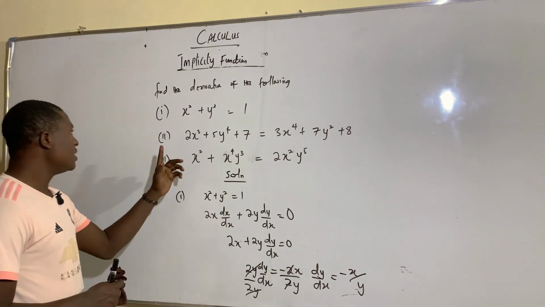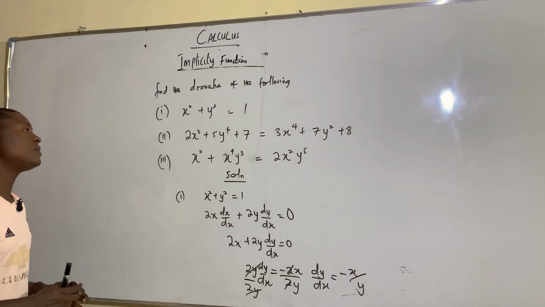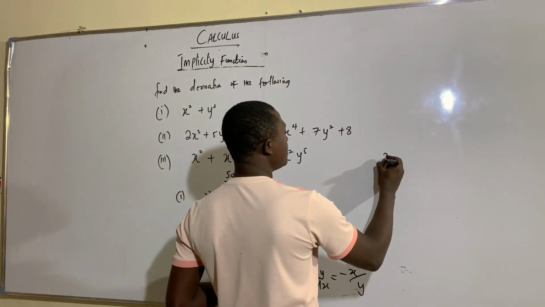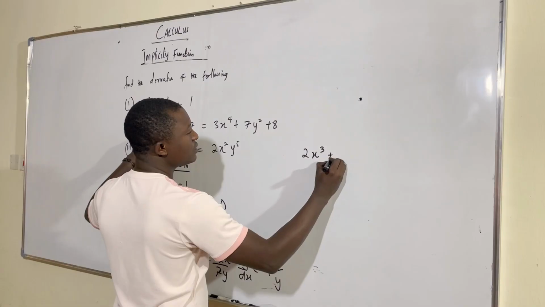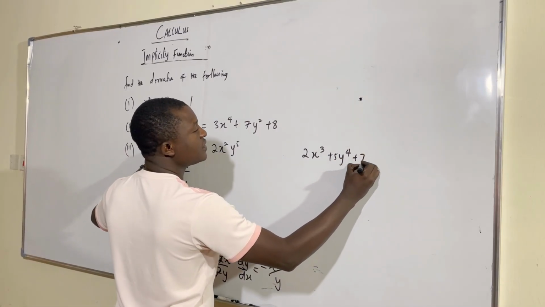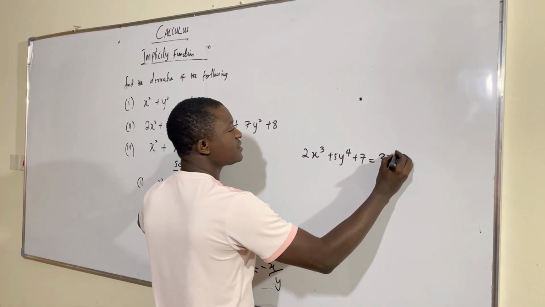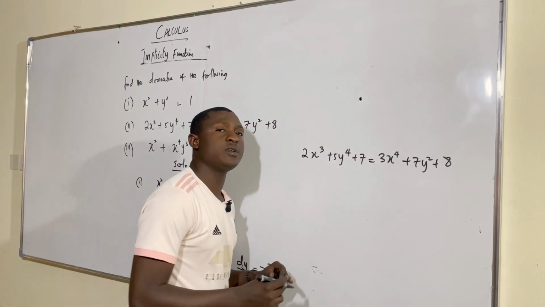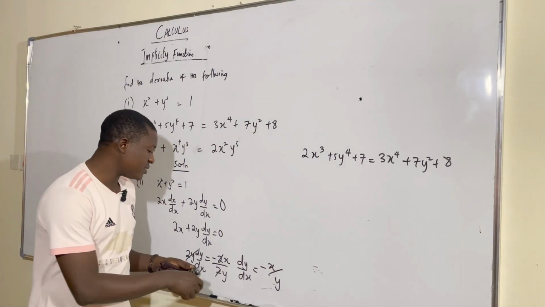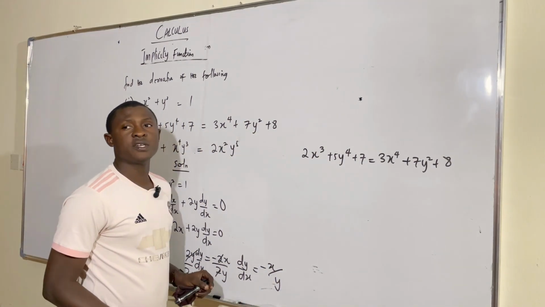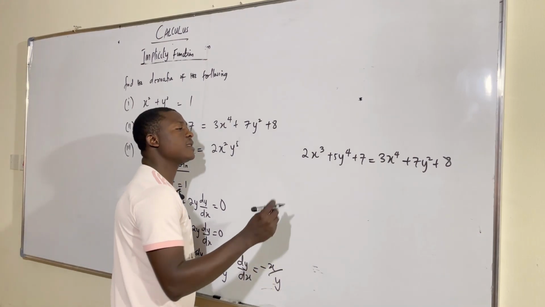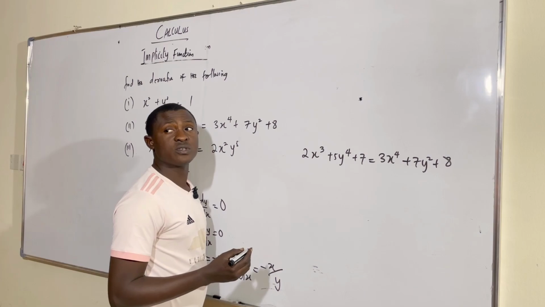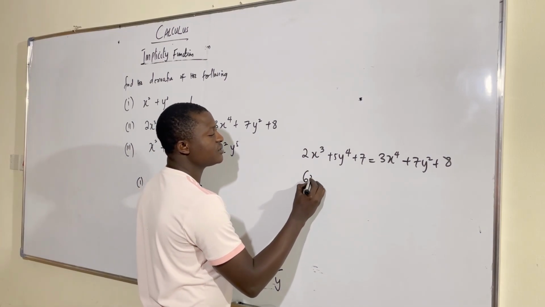Let's look at the second one. They said 2x cubed plus 5y to the power of 4 plus 7 is equal to 3x to the power 4 plus 7y squared plus 8. Don't mind how they put the problem. Just follow it using the same pattern. So we differentiate x, at the same time we differentiate y. So from here, I know the differential of 2x cubed is going to give us what? Yeah, it's going to give us 6x squared.